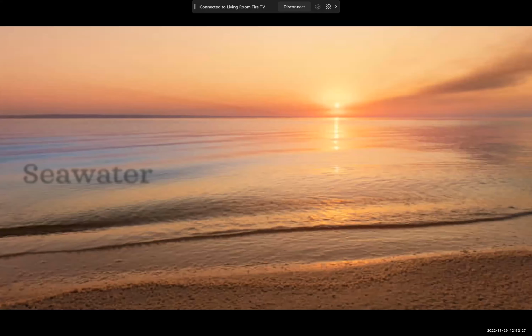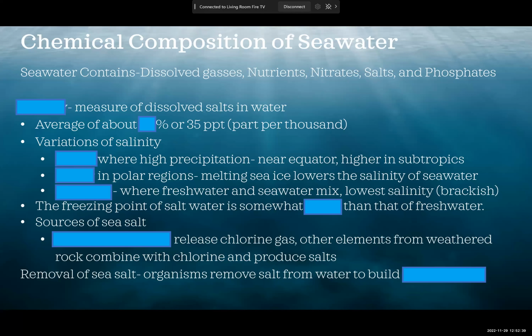So oceans are good for all those reasons: absorbing carbon dioxide, producing oxygen, all that good stuff, sending storms, which isn't great. Seawater. All right. Seawater itself contains dissolved gases, nutrients, nitrates, salts, and phosphates. So what is the term for a measure of salt in water? Milo. Yes, salinity. Okay, salinity is the word for how salty the water is.